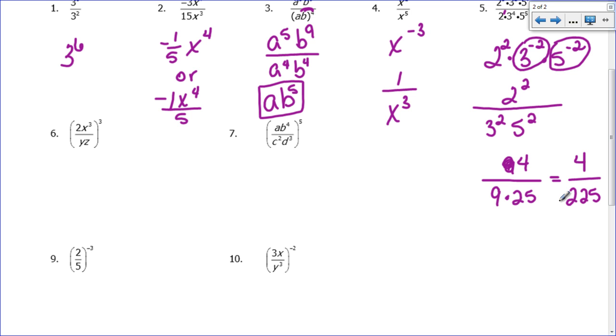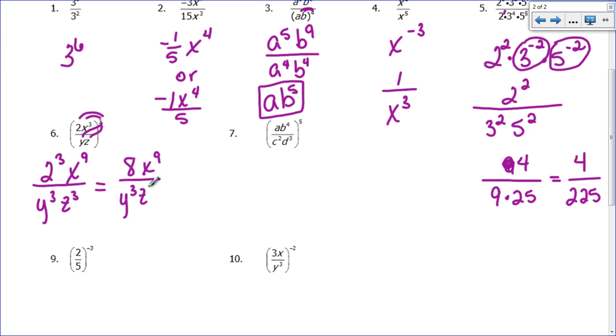So now let's look at number 6. Number 6 also combines our division rules and our multiplication rules we were talking about. You have to get rid of the parentheses before you can do anything else. So this little exponent outside has to get distributed to everything inside, top and bottom. So this is going to become 2 to the 3rd power, x to the 9th power, because now we'll have to multiply them, over y to the 3rd and z to the 3rd. And then we know that 2 to the 3rd is 8, x to the 9th, over y to the 3rd, z to the 3rd. And that's all there is to that.